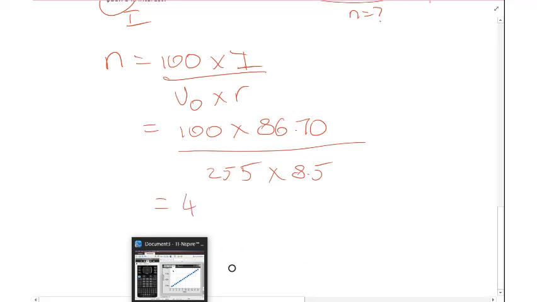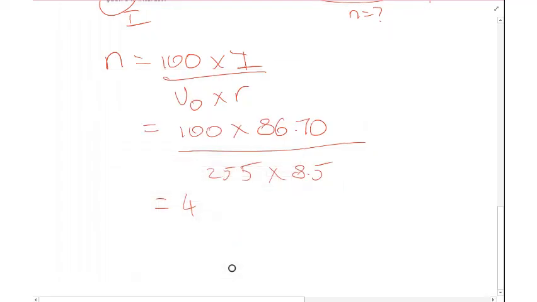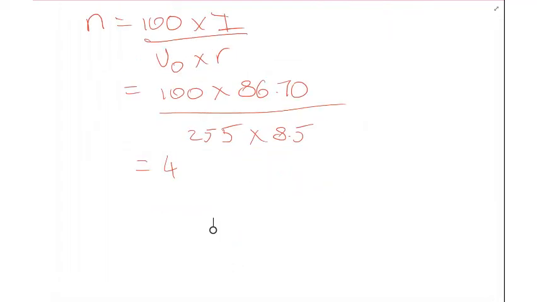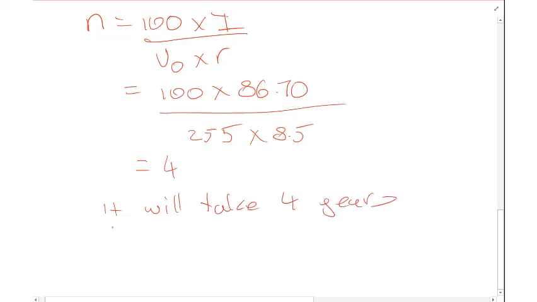And so it will take 4 years. Okay. That's the key part. That's simple interest for you. Thank you.